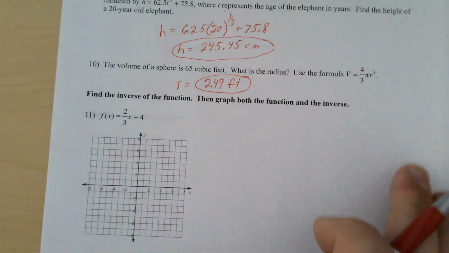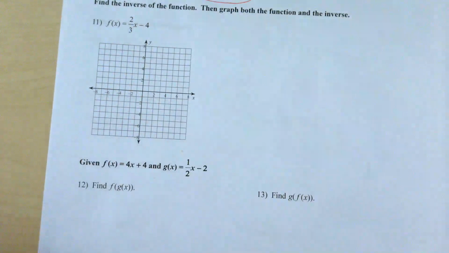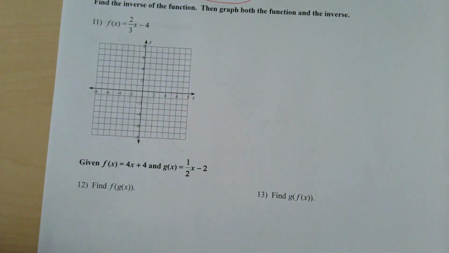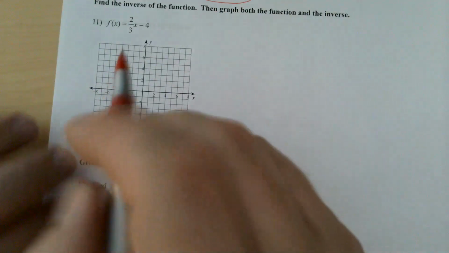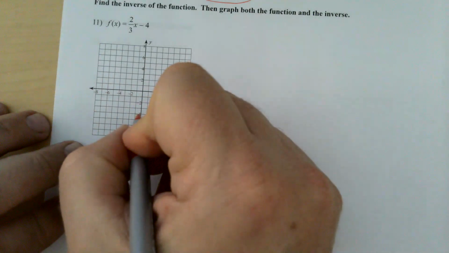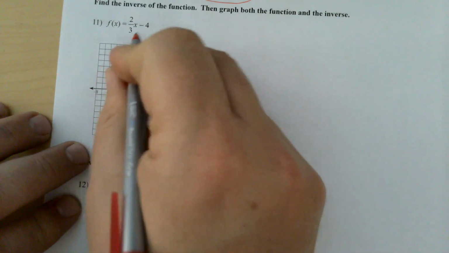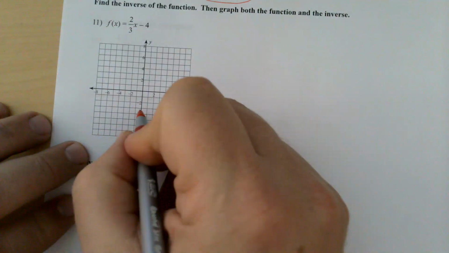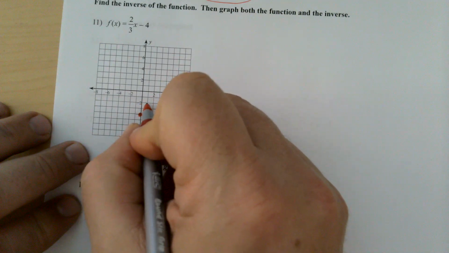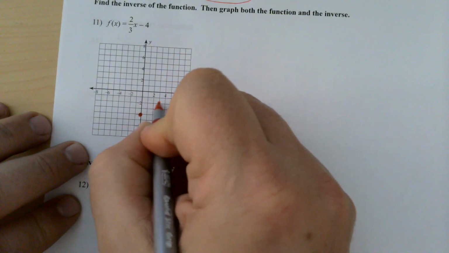Now, this next problem is something we just learned in 5-6. I want you to be able to graph a function and then do the steps to find its inverse and then graph the inverse. Okay, so for this, very easy to graph. If you need a calculator, you could graph it. I know this line starts at -4, and its slope is up 2 over 1, 2, 3.